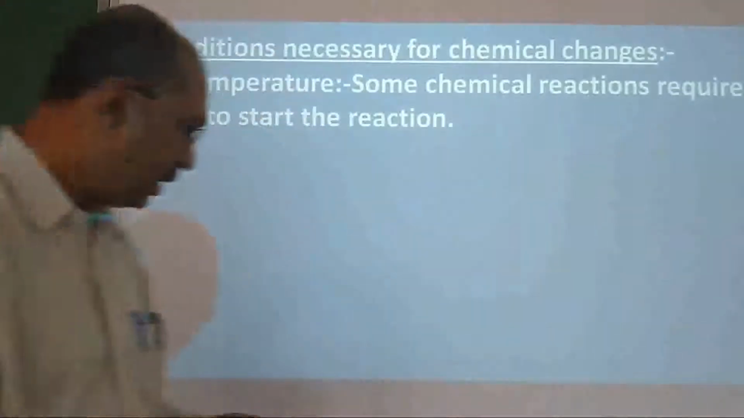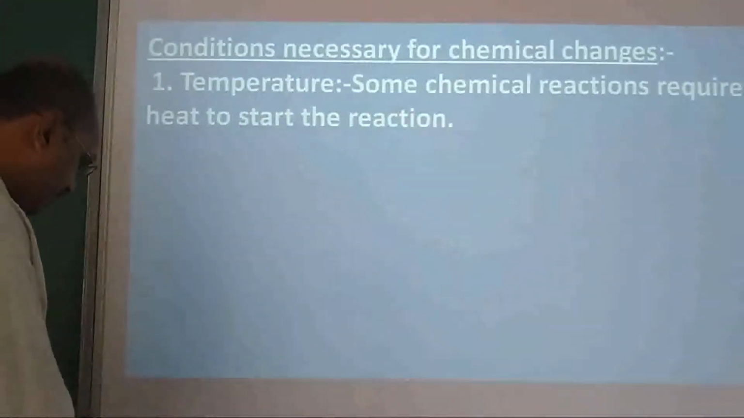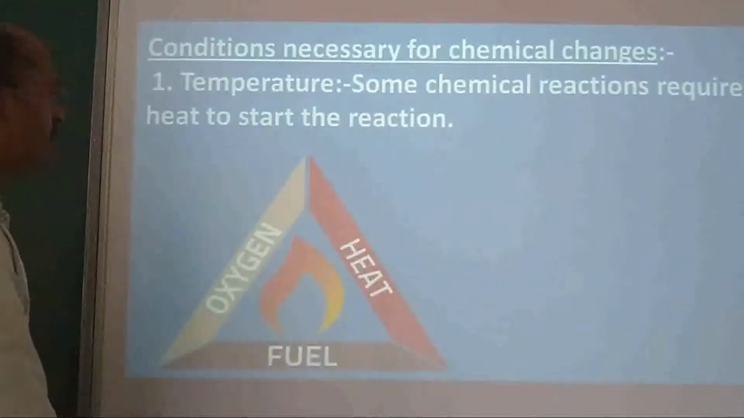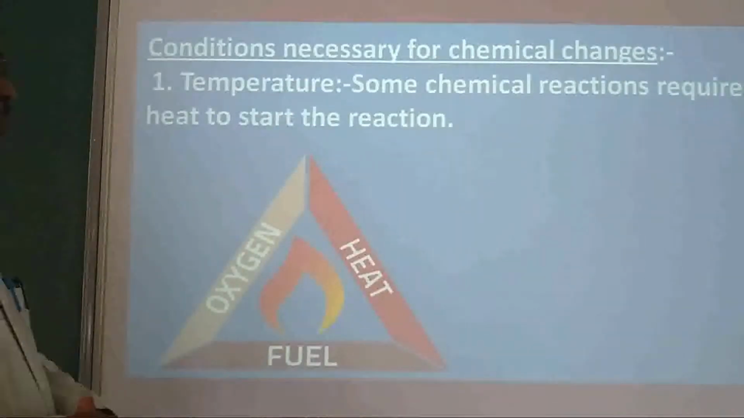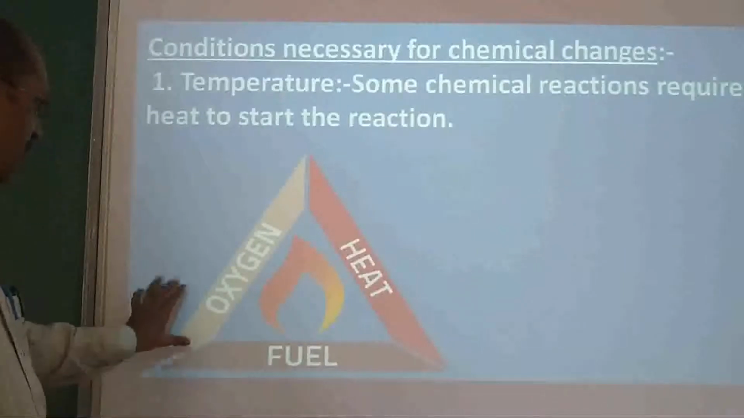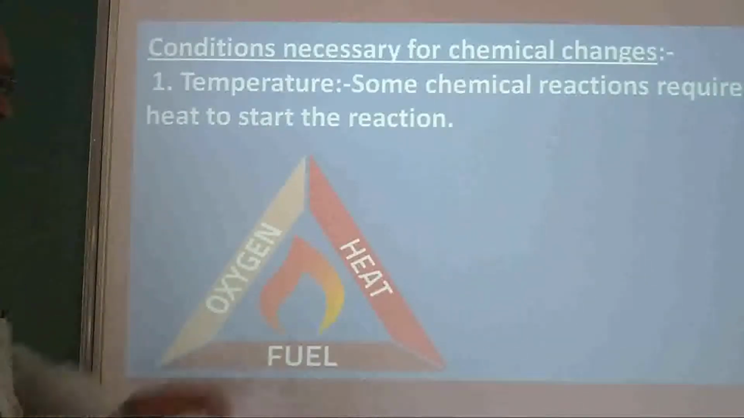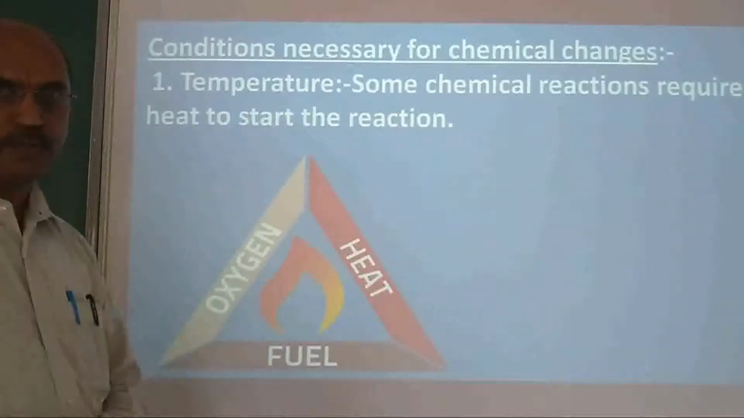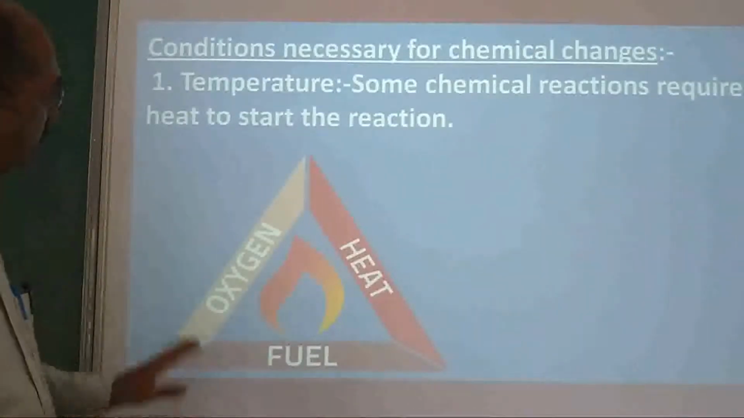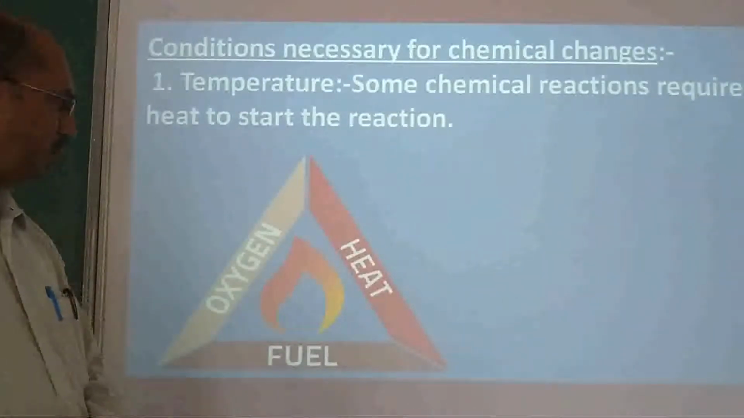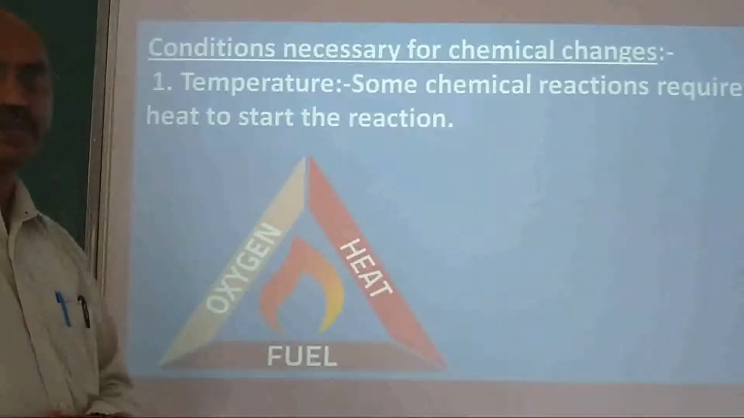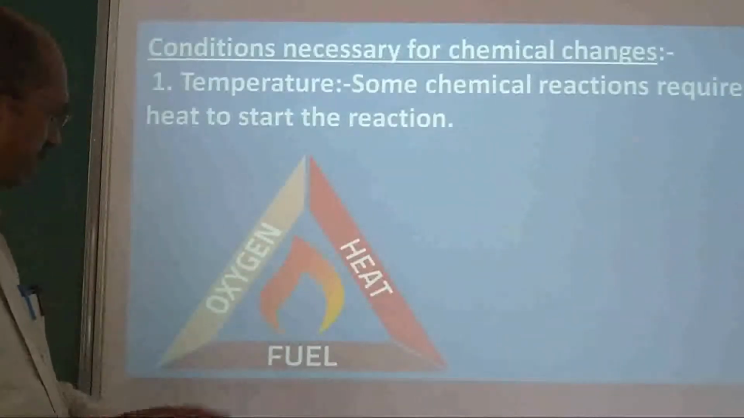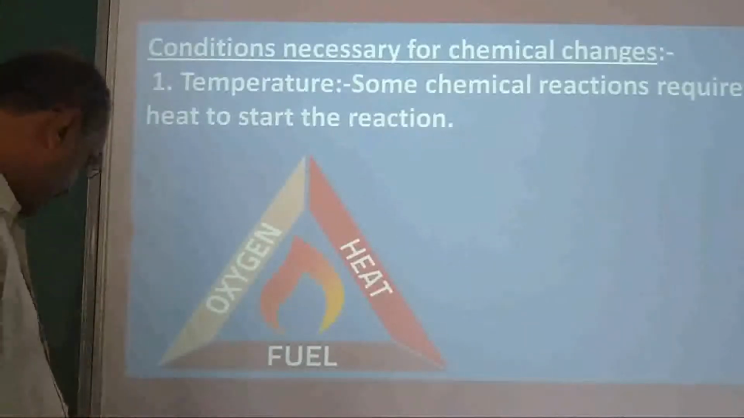In the same way, several chemical reactions need heat. Some chemical reactions require heat to start the reaction. Here is a triangle. It tells you about the heat, fuel and oxygen. Fuel to burn, these three components are needed. Fuel is necessary and heat is also required and oxygen is also needed. To start the chemical reaction, heat is very essential.